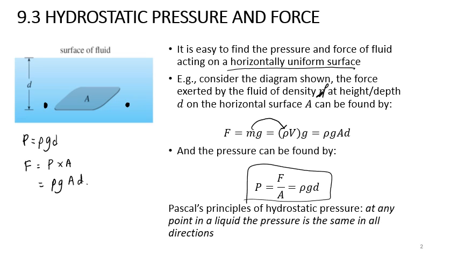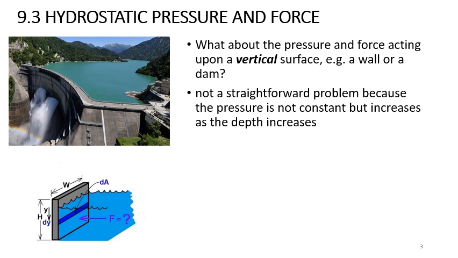But what about a vertical surface? So what about the pressure and force acting upon a vertical surface, for example, a wall or a dam? So I took this picture from Google Images. So it's easy to find the pressure acting as a function of the depth of the fluid. But then how do we find the pressure acting on the vertical surface? So a more schematic diagram of this dam, you can see in the figure below. So this is the dam, the width and the height, and this is the force acting on the dam surface.